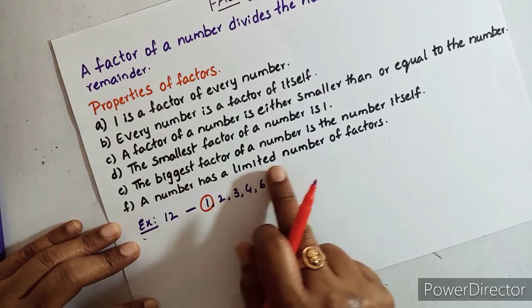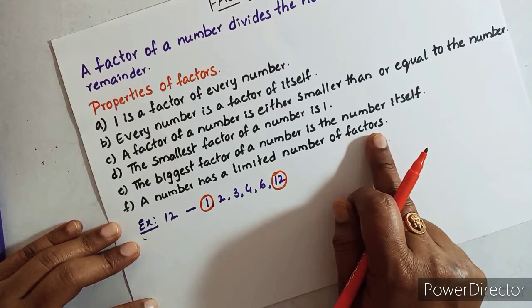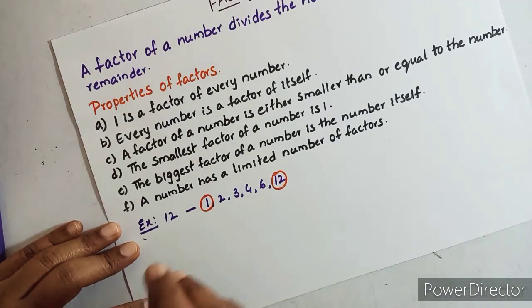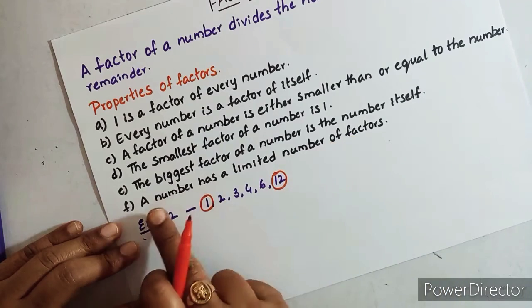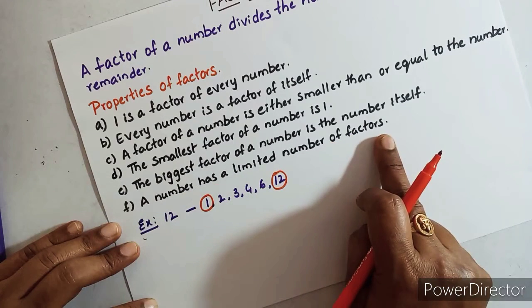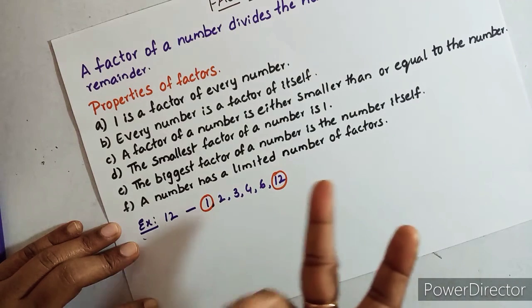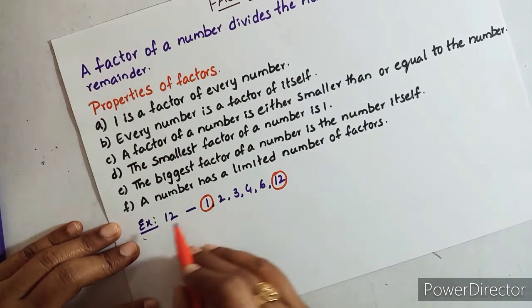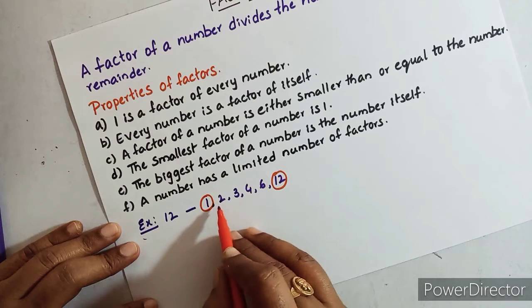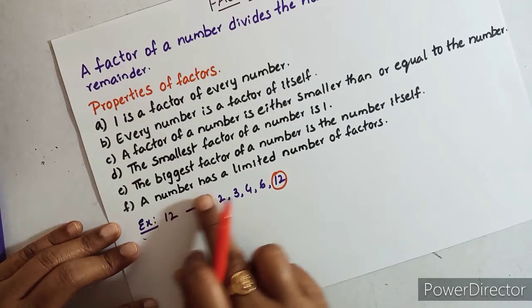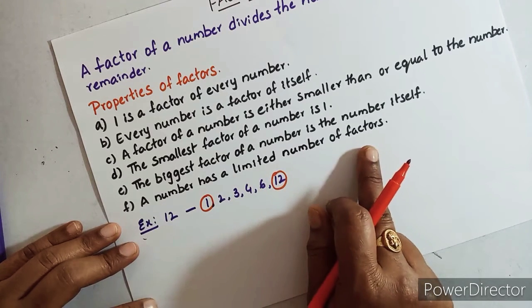And a number has a limited number of factors. Like in multiples, we saw a number has uncountable multiples. But when you come to factors, a number has a limited number of factors only. That means we can count. A number has 2 factors, a number has 3 factors. Here in this example, the number 12 has 6 factors. So like that, a number has a limited number of factors.